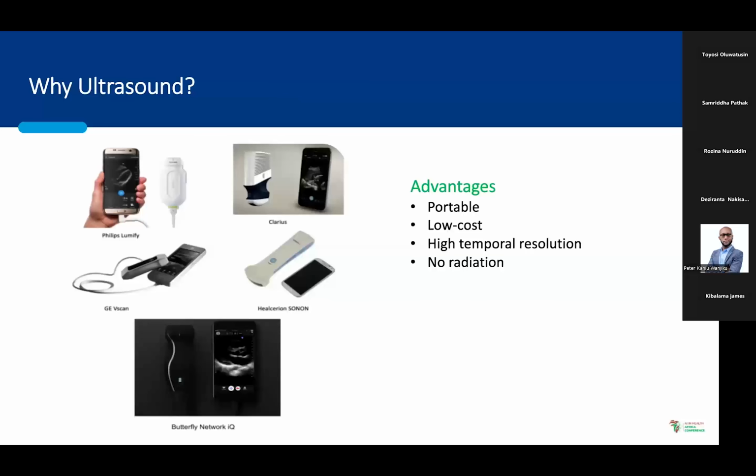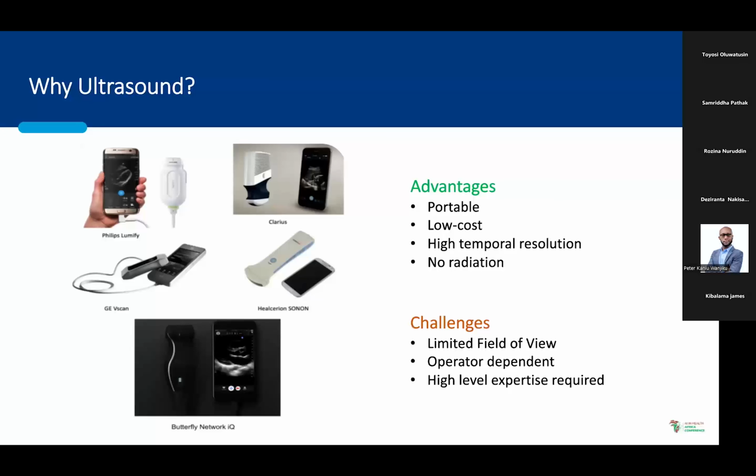Let's now look at why ultrasound. Ultrasound is preferable in the obstetric setting because there are many portable devices now, so it makes it easy, and it is also of lower cost compared to other mechanisms such as MRI. It provides high temporal resolution, and unlike X-rays that generate radiation which is harmful for both baby and mother, it is radiation free. So ultrasound is preferred in these situations.